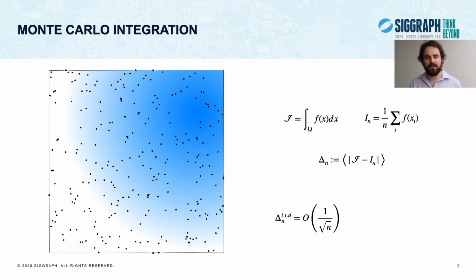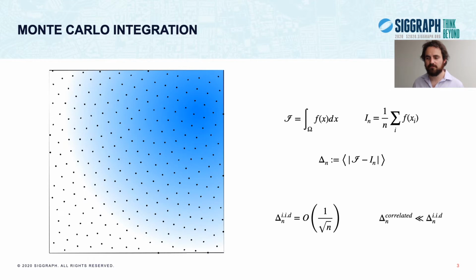And what you may ask yourself is, is it possible to improve our convergence rate? Like, you see there are some points that are clustered and there are some holes in the points. Is it possible to spread them more in order to get more information? Well, yes it is, and that's what we are going to talk about.